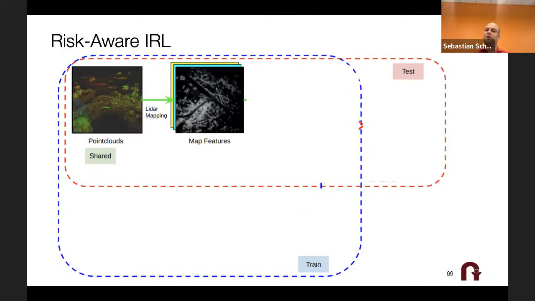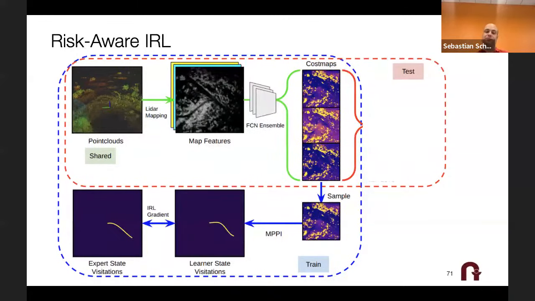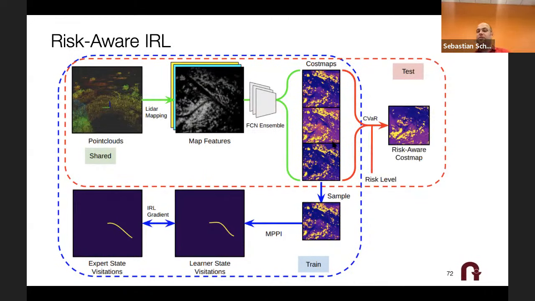One other interesting thing here is that we want to have a sense of when the system is uncertain about something. So we take our point cloud, create some features, and then create a set of different cost maps based on these features. The way we do this is by looking at how often an expert visited a state versus how often our learner visited a state, and feed that back as a signal to learn this cost map. We calculate this ensemble of cost maps, and that gives us an idea of what the uncertainty is, so we can calculate a risk-aware cost map that's then used during test time.